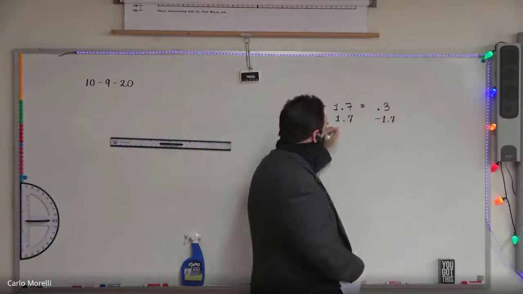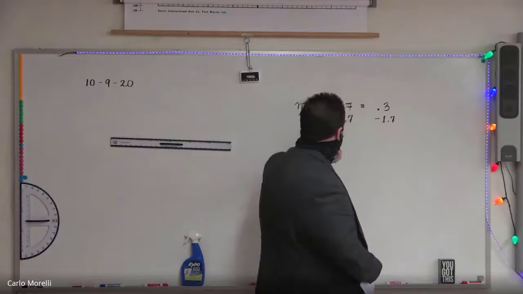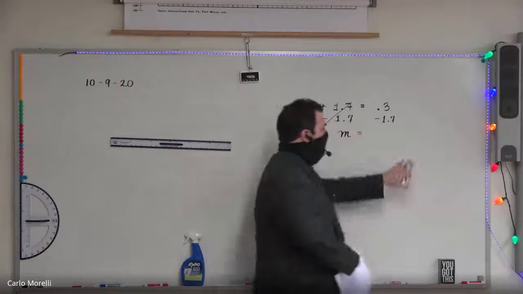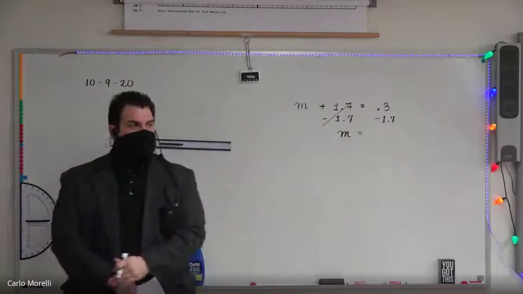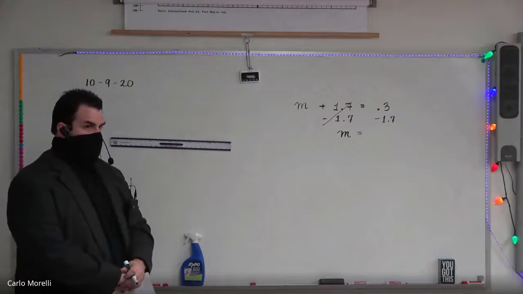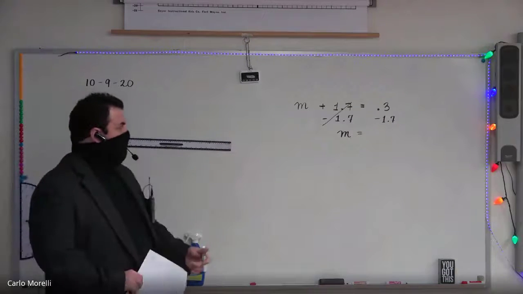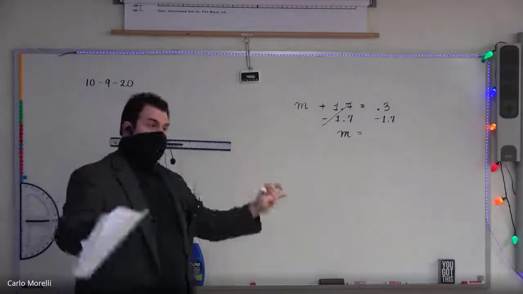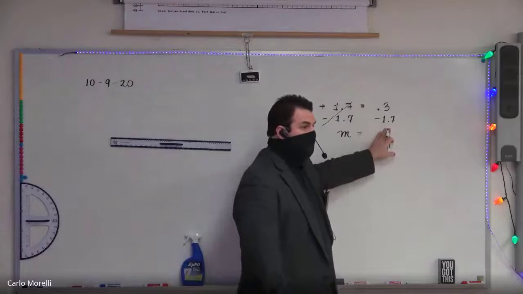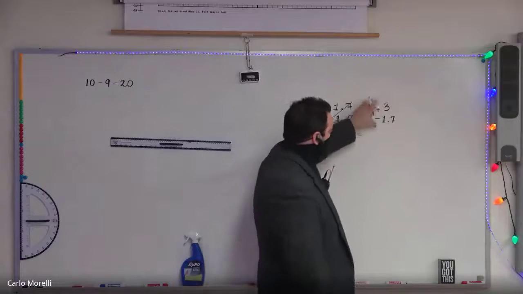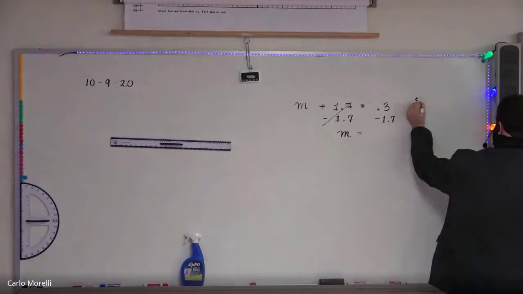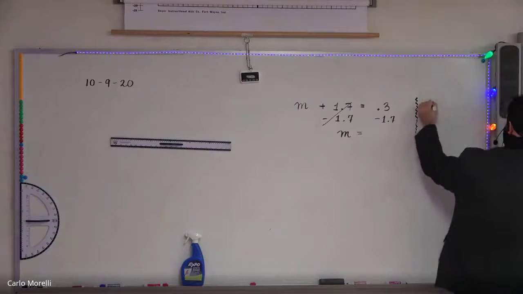All right. So here we cancel out that and we have m equals. Now, why can't we just subtract 1.7 from 0.3? What's the problem? The number on the bottom has a bigger magnitude than the number on the top. The absolute value of negative 1.7 is 1.7. That's bigger than 0.3.